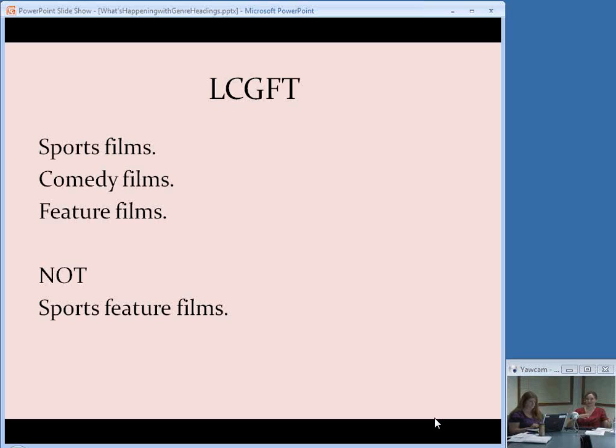There are comedy films that are not sports films, and if you want to be able to group this item with either of those things, you don't want to mash them together in one heading.